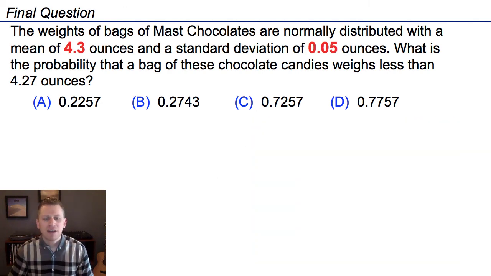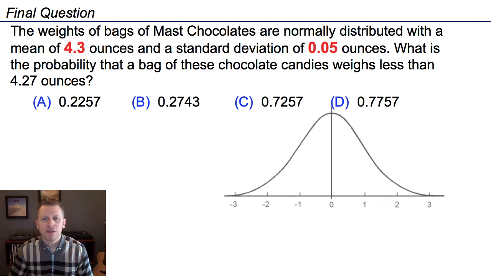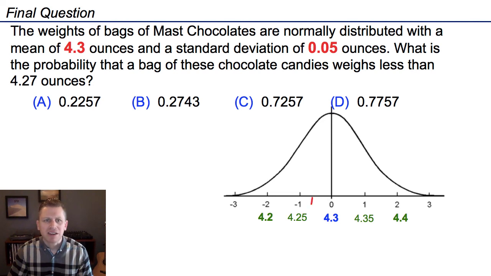In order to do this, I'm going to start by drawing this blank normal distribution curve. First thing I'll do is below 0, I'll put my mean. Then I'll start to add 0.05 to find the values above and below. I want to find the probability that a bag of these chocolates weighs less than 4.27. 4.27 is probably right about here. So I'm going to shade to the left because I want the values less.